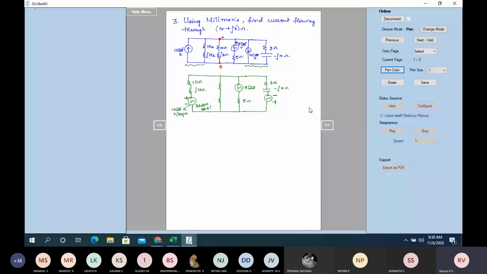Tell me the value of this voltage. Ma'am, I did not get that answer. You did not get 36.60? Yes, ma'am. So you just do 10 at an angle 30 into 10 plus j10 in your calculator in complex mode.